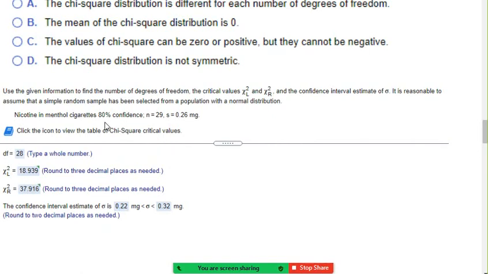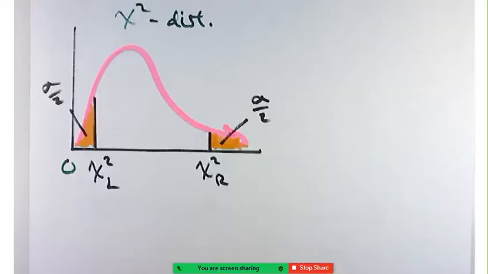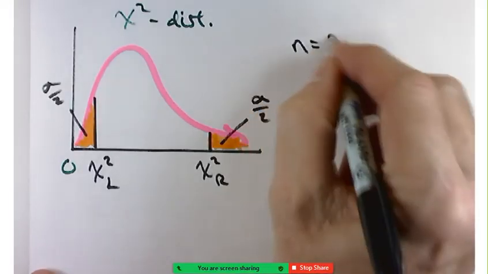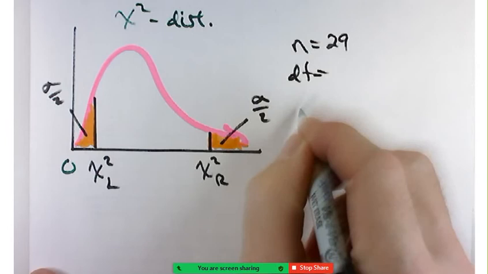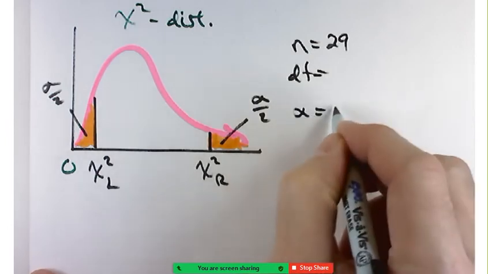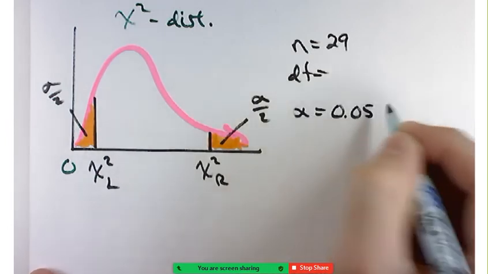So the one in the book asks us to do something for an 80% level of confidence. A more typical level of confidence is a 90% level of confidence. We're going to use the same n, which is 29. So let's do that. N equals 29. Degrees of freedom, I'll leave as unknown. Alpha, I'm going to set at 5%.